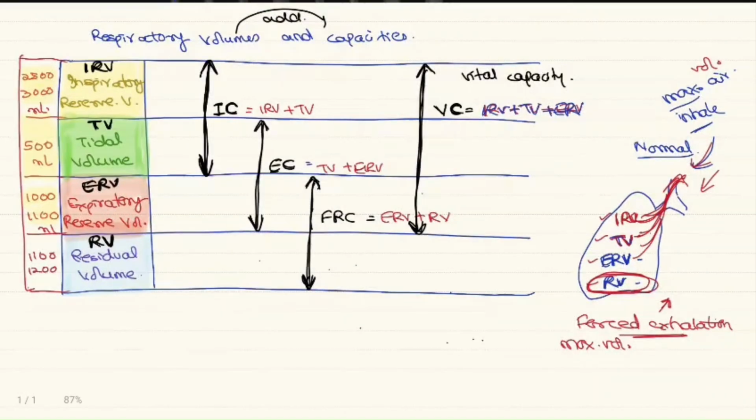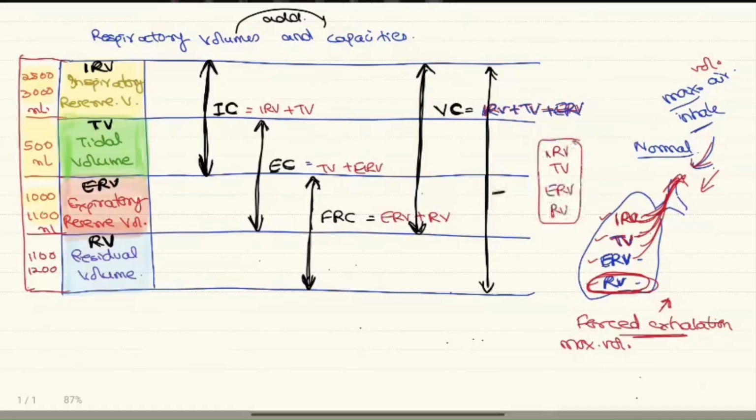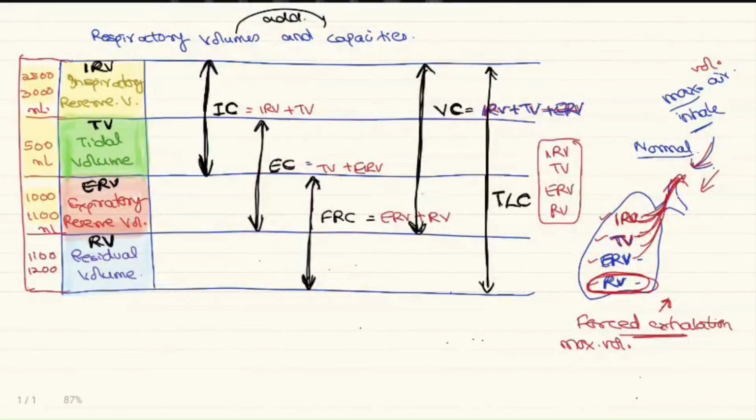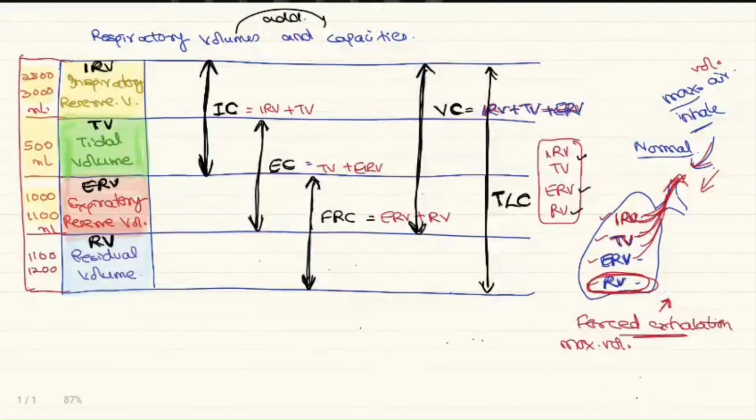Let's move on to the last one. And what happens if I add all the four volumes? That is, the TV, tidal volume, the IRV, the ERV, and the RV. Now this is called as the total lung capacity, TLC. So what is TLC? TLC is the inspiratory reserve volume plus tidal volume plus expiratory reserve volume and the residual volume. So TLC is the total lung capacity.